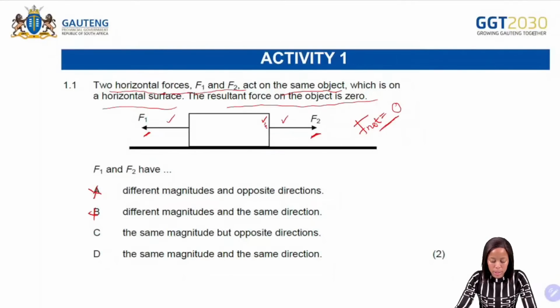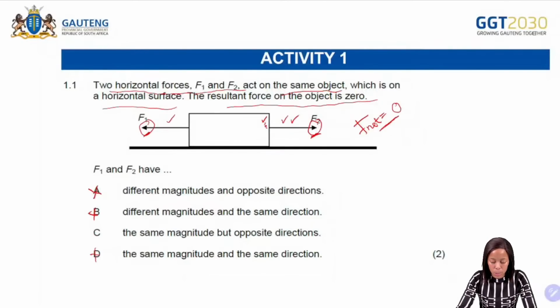So, okay, we have option C and option D. These two forces must be equal in magnitude, but then what do we know? If they're equal in magnitude and one is facing to the right, one is facing to the left, it therefore means that they will have opposite direction. Option D says the same magnitude and the same direction. So again, that will not be our answer.